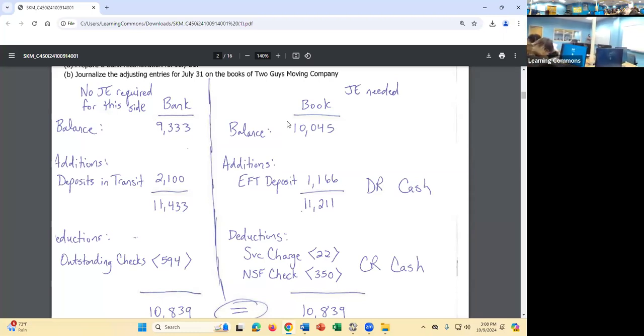But what is happening here? They got the money. So do they owe us this $350 now? Yes. So we need to put that back on the books to show that they owe us the money. If you write a bad check, whoever you wrote that check to is still going to want to come back, right?